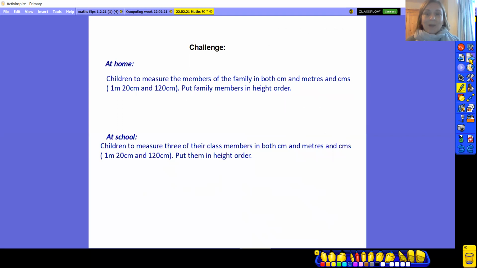Oh, there we go. There's 2 challenges, obviously the school challenge, but for you guys at home, this one here. So what you've got to do now is get your tape measure out that you had before half term, measure members of your family in centimetres and metres, okay? So that's 1 metre 20 or 120 centimetres. Then put your family into height order, okay? Can you do that? Don't forget to send all your work to your teachers.